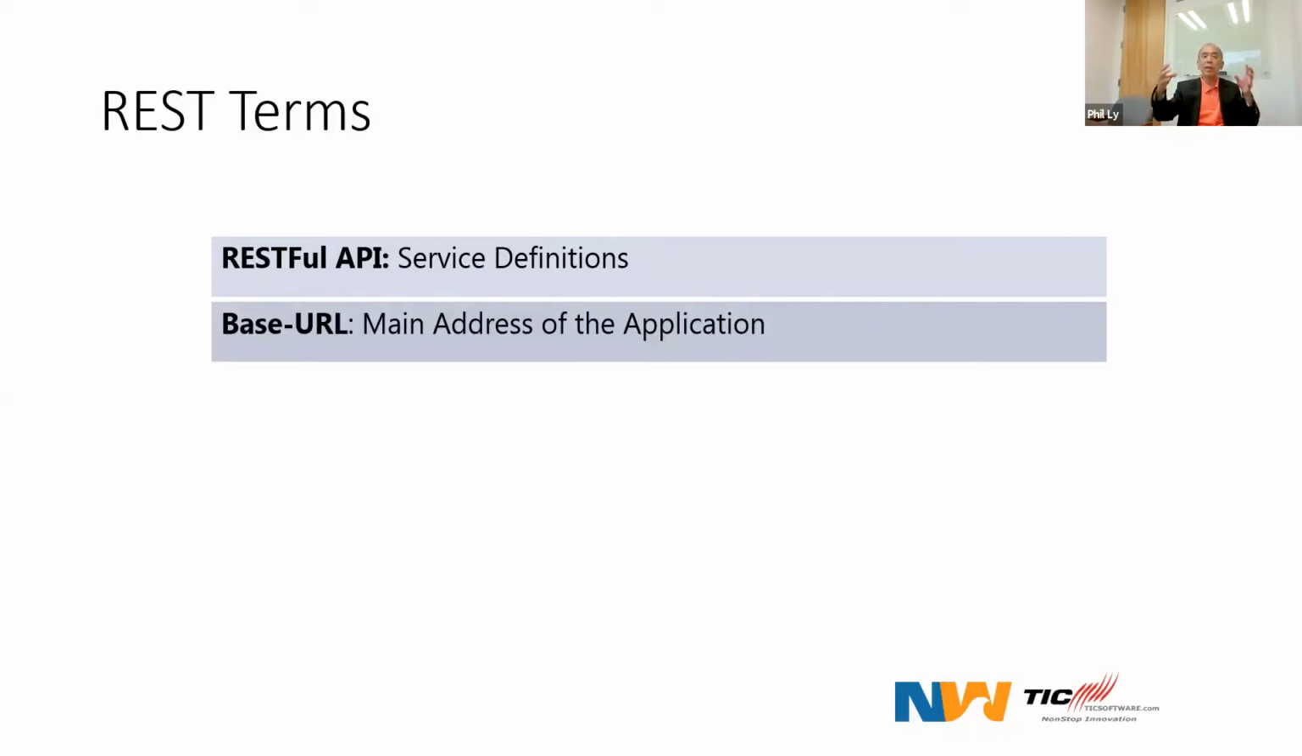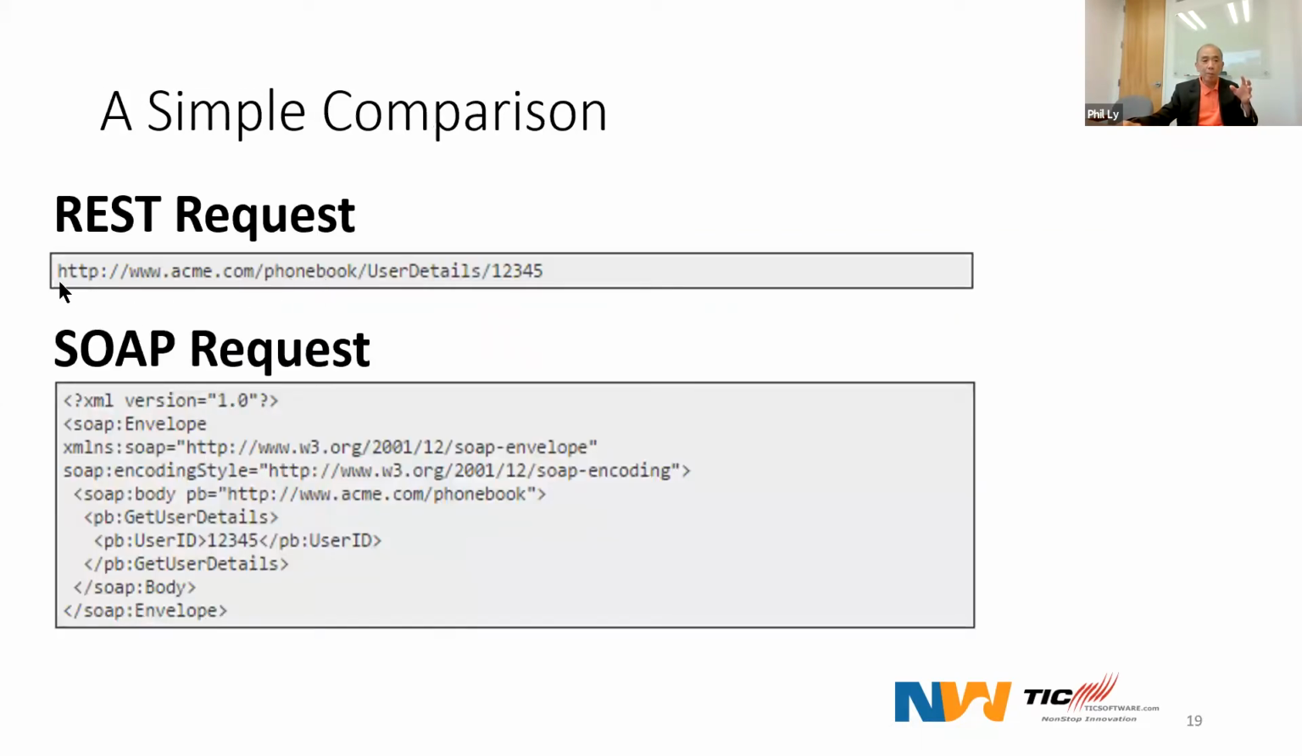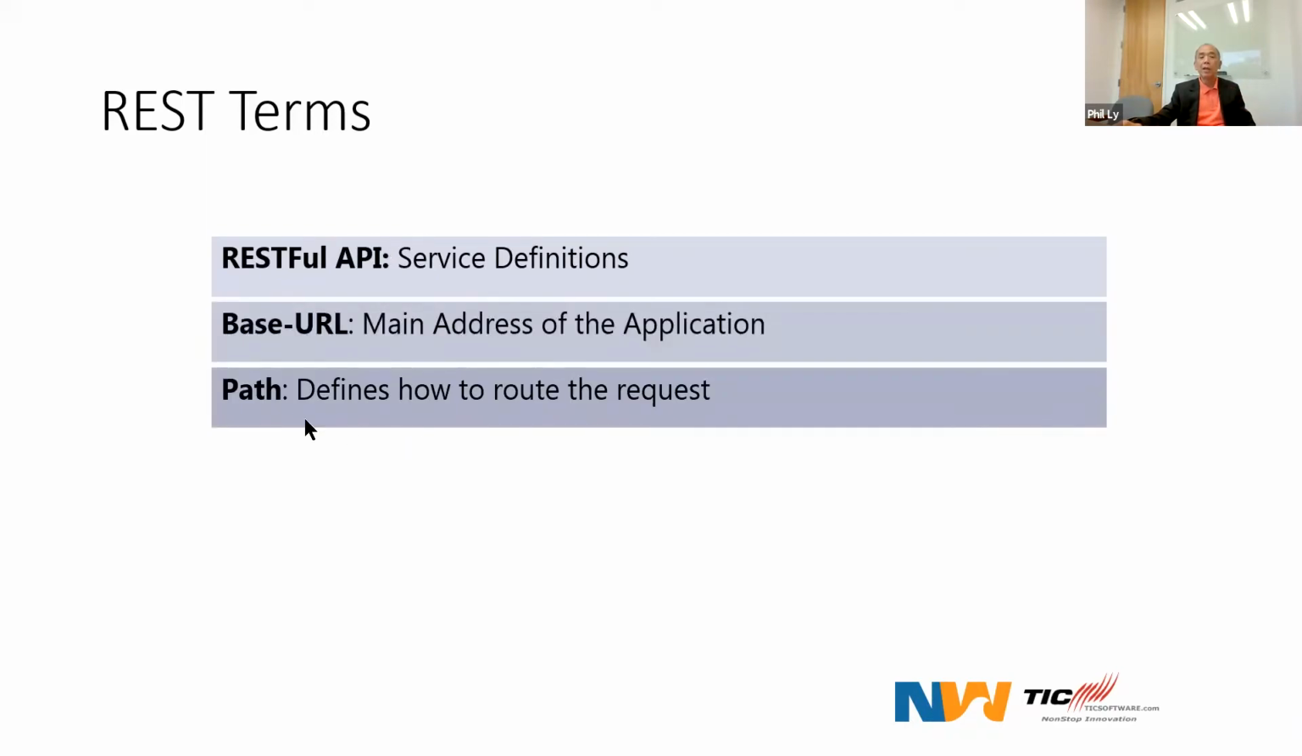Base URL. That's basically the main address of the application. For example, this here would be the base URL, www.active.com. This is the base URL, and these here are the additional paths. So that's the base URL and the path.